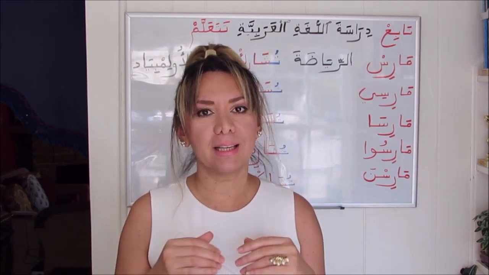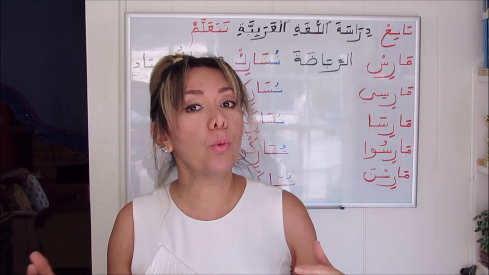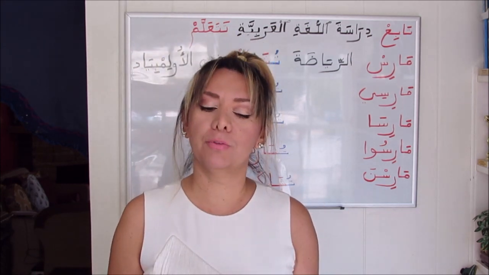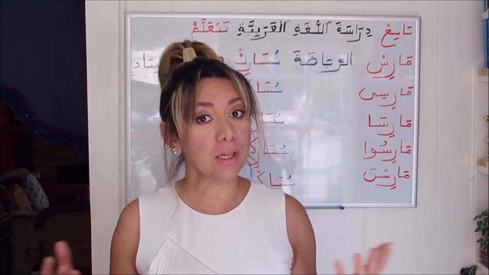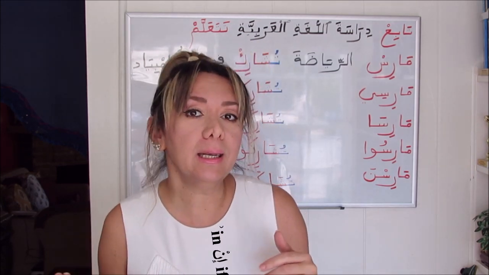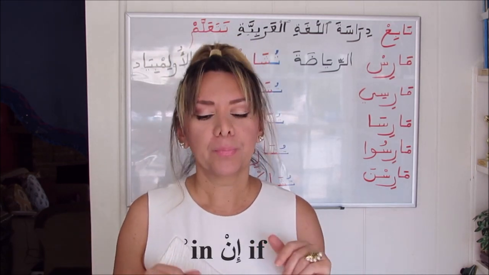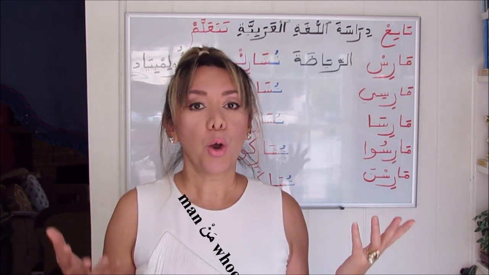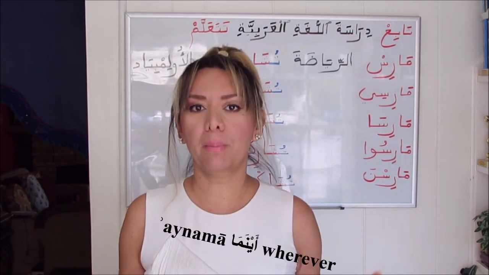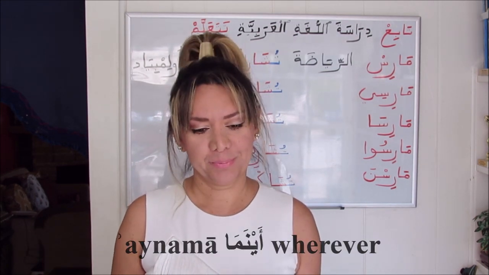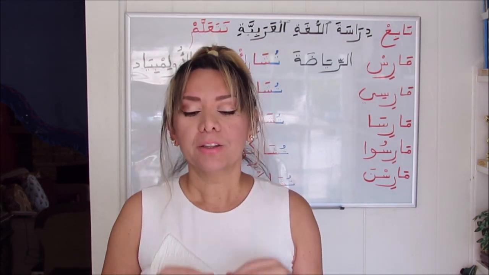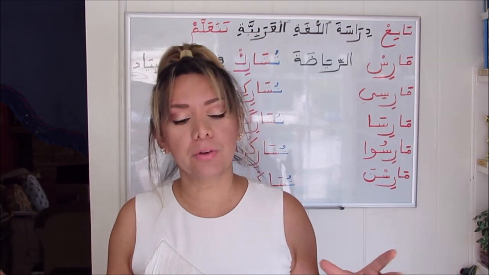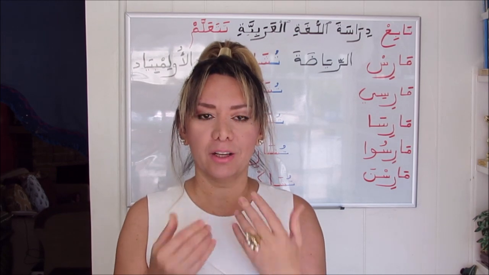In the previous lesson, I talked about some words and particles which put the imperfect verbs that follow in the Jussive mood, like in, if, meta, whenever, من, whoever, أينما, wherever. And guess what? There is still room for expanding knowledge of other grammatical context of this mood.